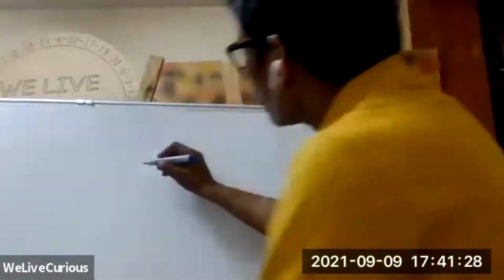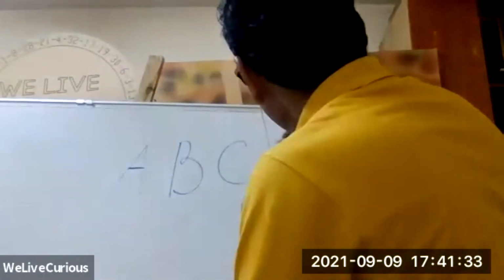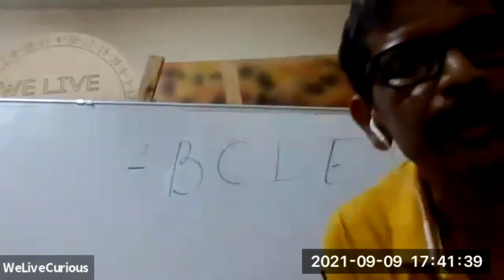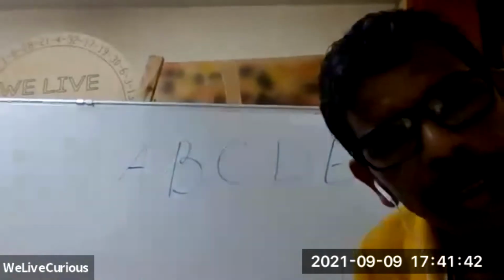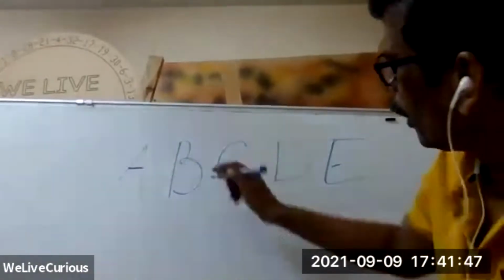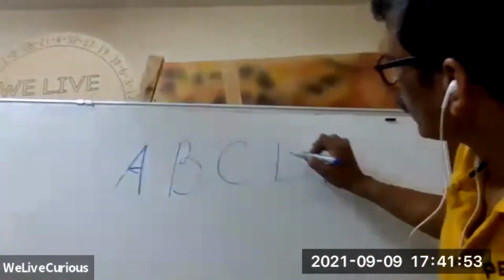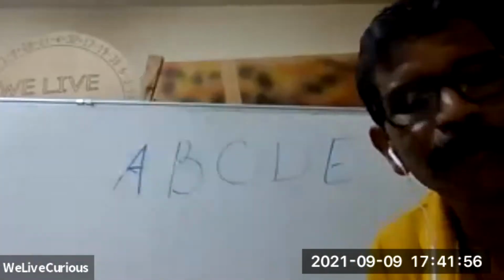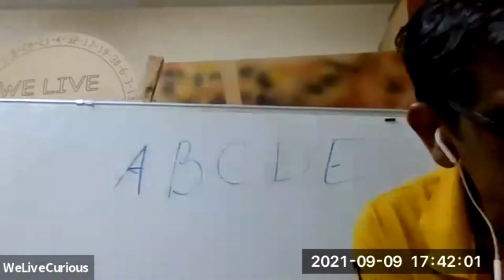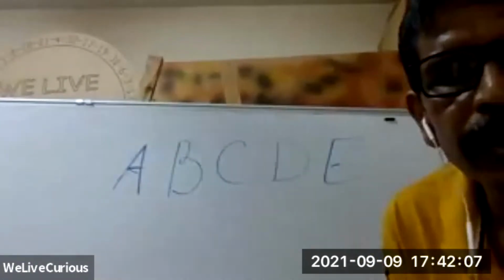Now we have letters A, B, C, D, and E. We have 5 letters. Now the question is, we have to list all the different ways we can make complete words using these letters. We should not repeat. 2 letter words. Oh, okay, sir, but we should not repeat it.